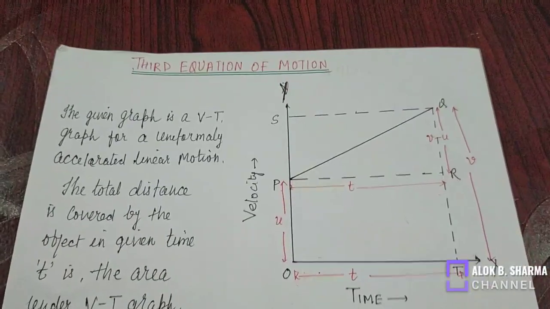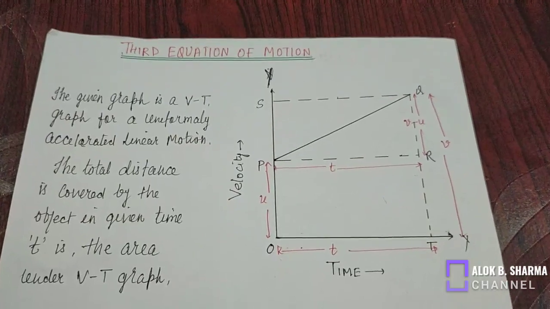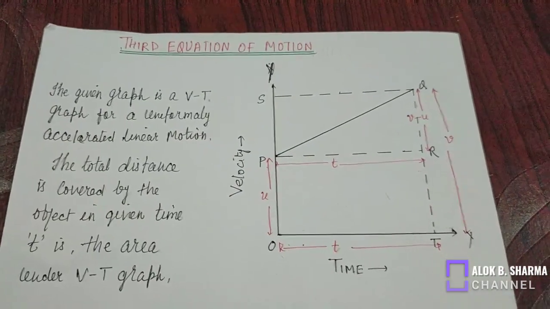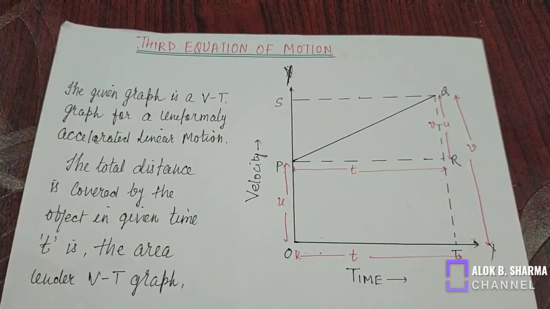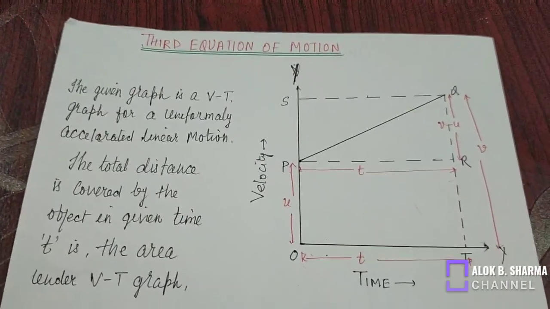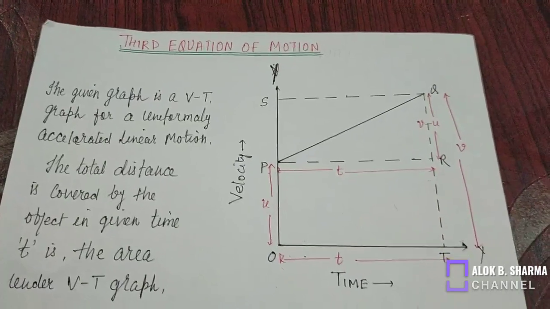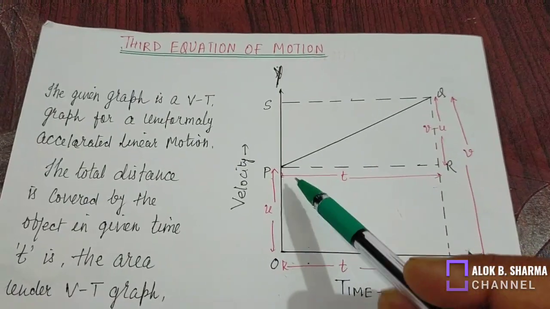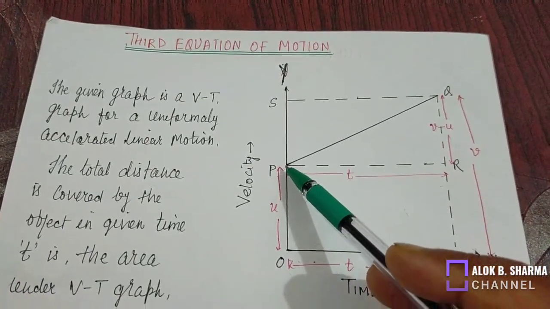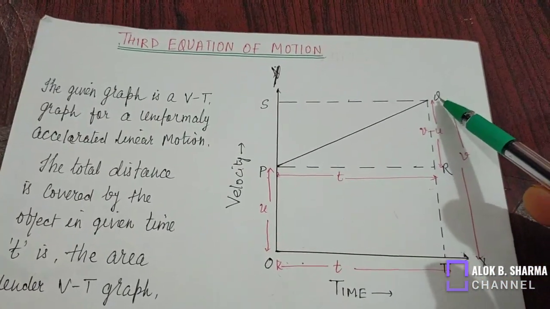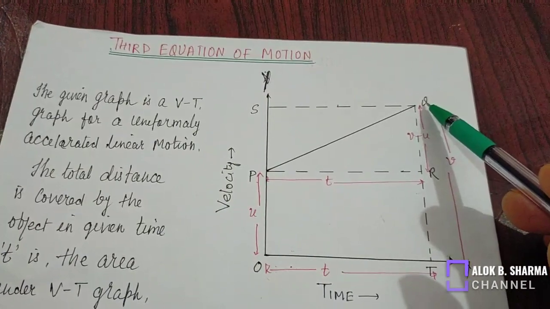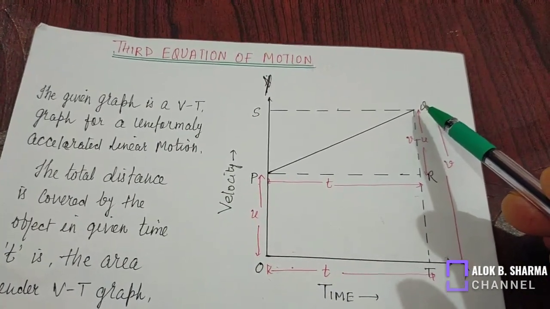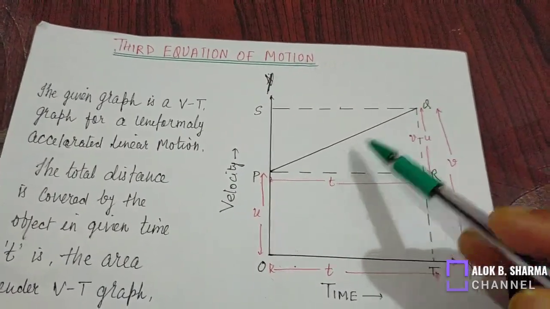And now the third equation of motion. To derive the third equation of motion, a similar situation will happen, and a similar explanation applies. That is, an object is moving with a certain non-zero initial velocity, that is P, and Q is the final velocity, and PQ represents the path of an object which is moving under uniformly accelerated motion along a straight line.